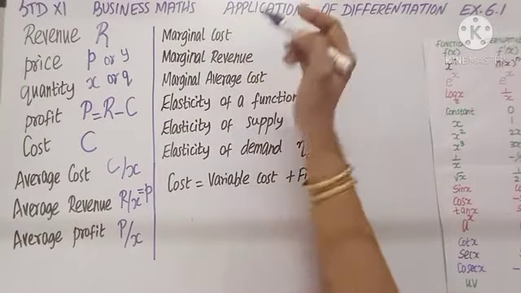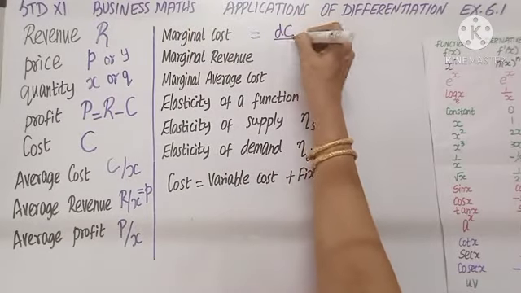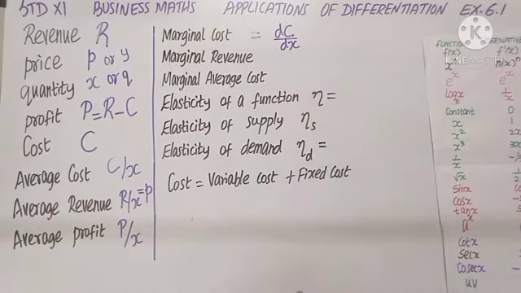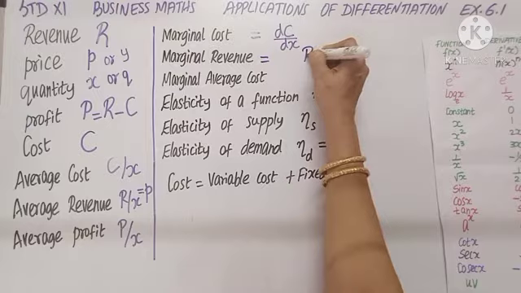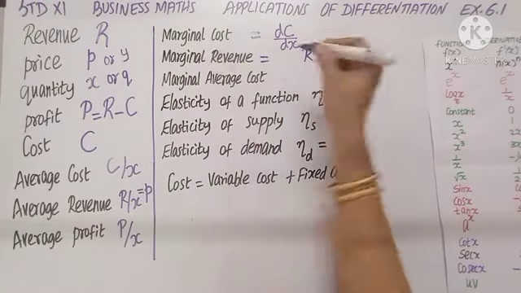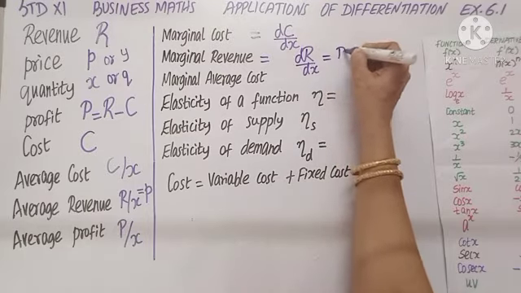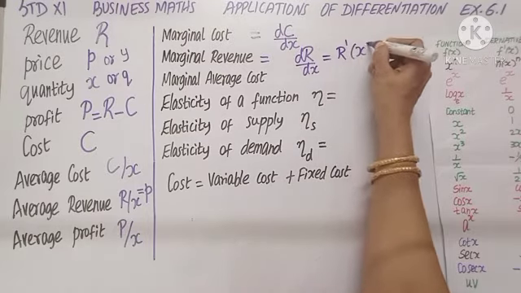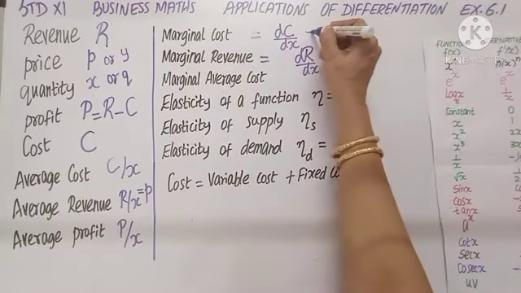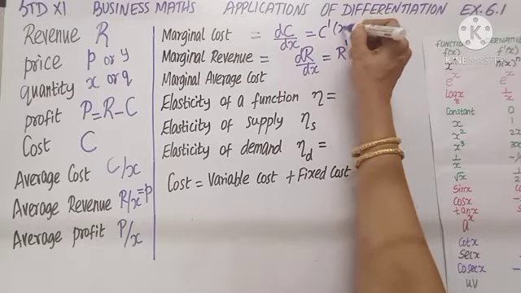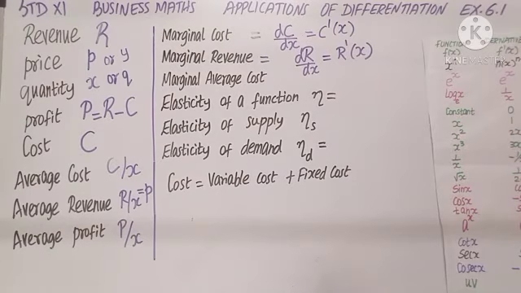Marginal cost. Cost is C. Marginal tells me differentiate. dC by dx. Marginal revenue. Revenue tells me capital R. Marginal tells me differentiate. dR by dx. I can also denote it as R dash of x. Similarly, marginal cost I can also denote C dash of x, where dash represents differentiation.